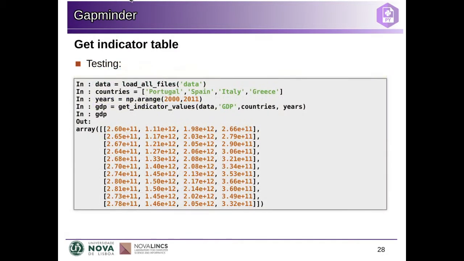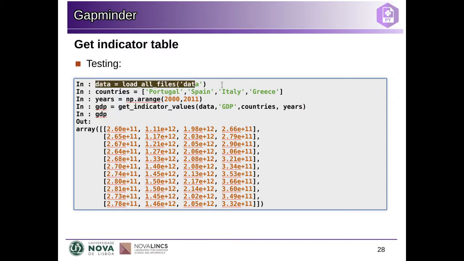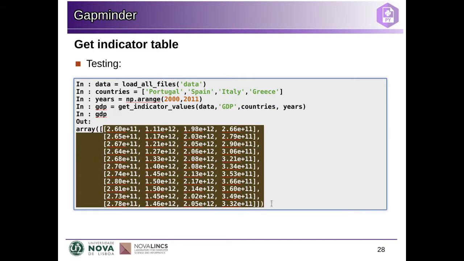So now we can test. We load all the data files. We get a list of countries, for example, Portugal, Spain, Italy, and Greece. And then we also create a list of years from 2000 to 2011. And now we get the indicator values for these countries, for these years, for GDP. So remember that we loaded all the data in our folder. So we have GDP, life expectancy, and population. But now we want specifically GDP for these countries, and we get this matrix.